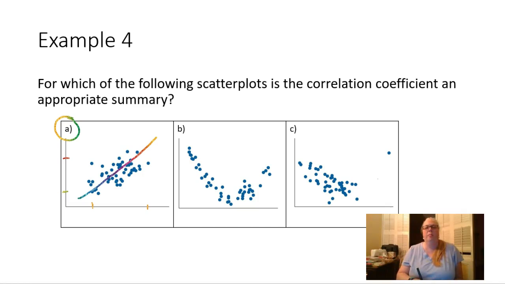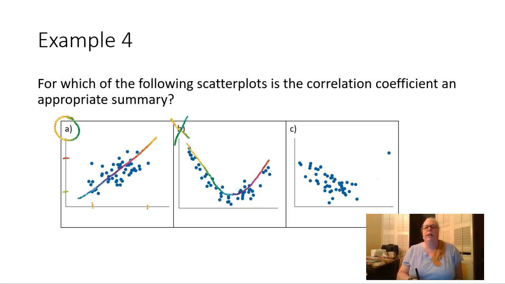All right, let's take a look at B. For B, we have a negative relationship from here down to about this point, and then we suddenly have a positive relationship. Okay, and we have a curve here. So because of this curve, we're going to say our correlation coefficient is not going to be appropriate because our correlation coefficient corresponds to linear relationships.